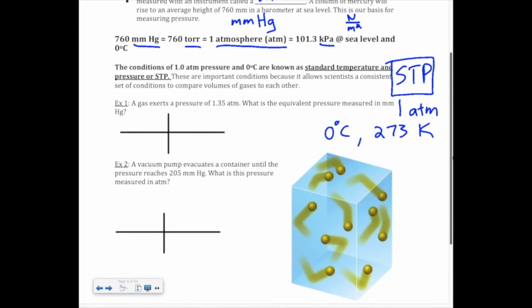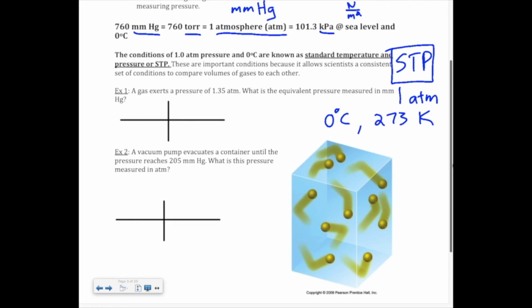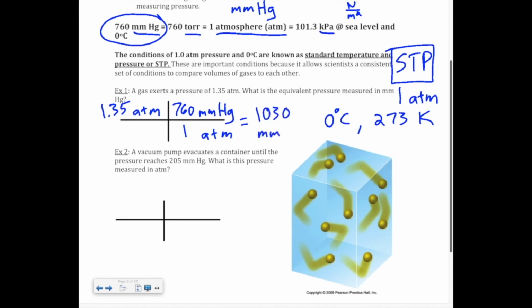So let's do example number 1. A gas exerts a pressure of 1.35 atmospheres. What is the equivalent pressure in millimeters of mercury? So this is just a unit conversion. I just need to convert atmospheres to millimeters of mercury. It's just the easy two-step process. And we know from our equation above that 760 millimeters of mercury is 1 atmosphere. So just multiply the two of them, and we end up with 1,030 millimeters of mercury.